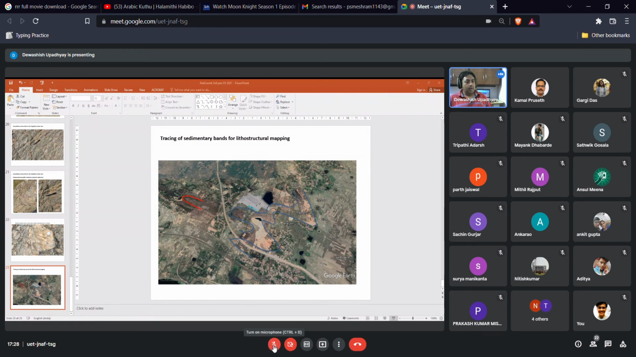This is how you map these metasedimentary units. This is what is called lithostructural mapping. Prasiddha, anything to add? You can see those blue lines.